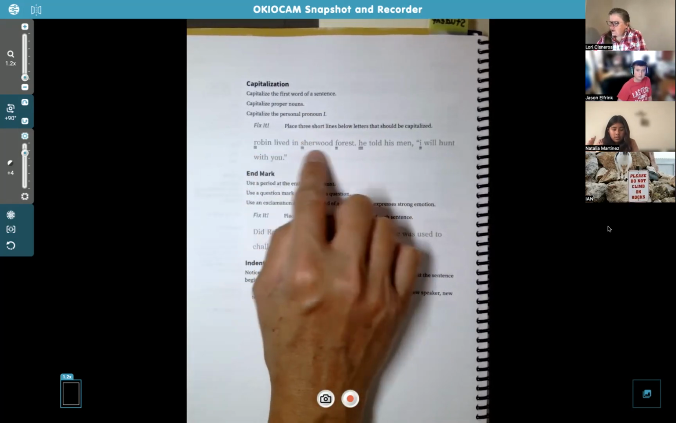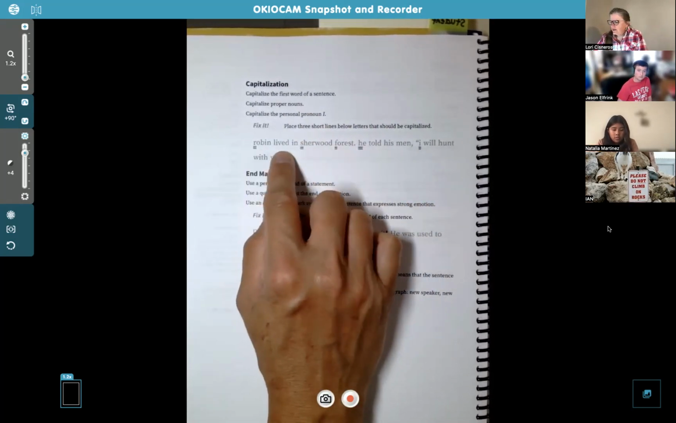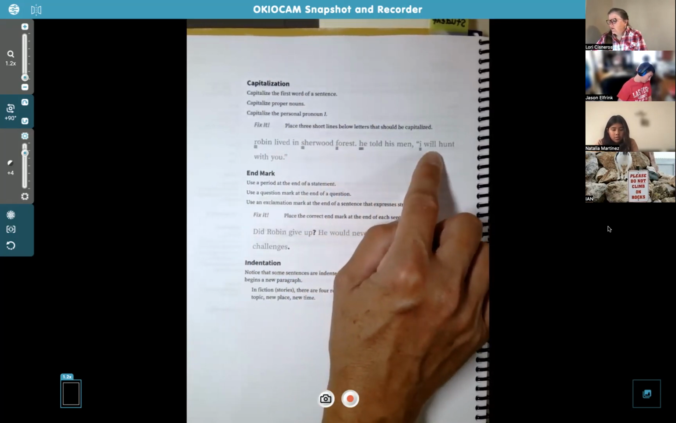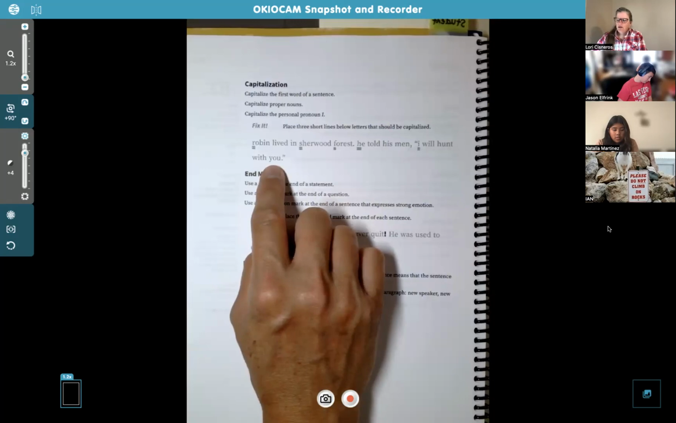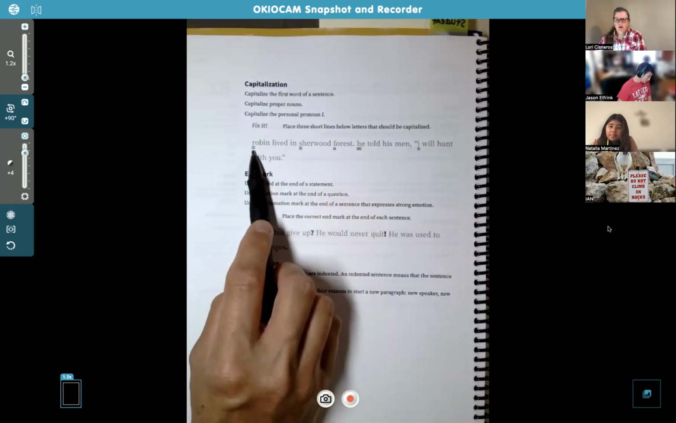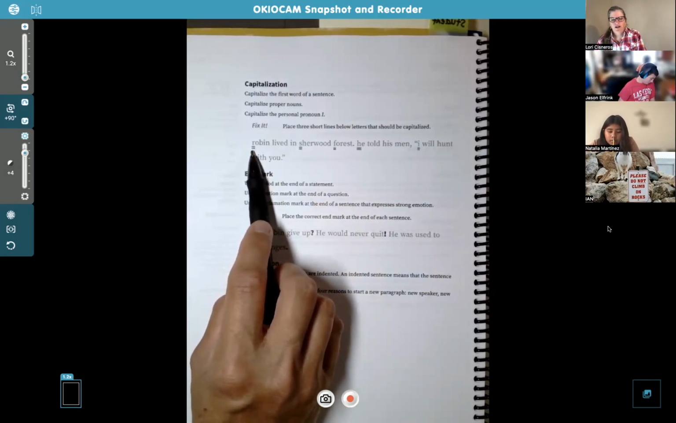So here's your example sentence. Robin lived in Sherwood Forest. He told his men, I will hunt with you. Notice the three little lines right here. This is how you're going to mark it in this book. So they made mistakes in the book on purpose, and they want you to find them.